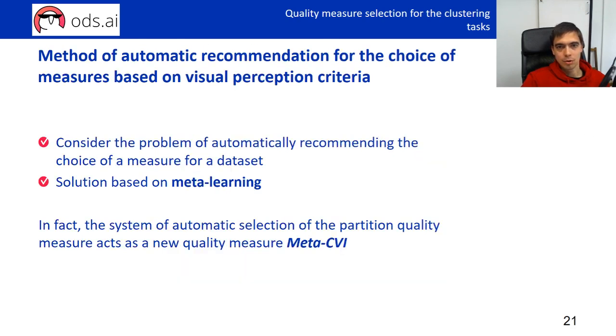Okay, so let us consider the problem of automatic recommendation of a measure for a dataset that is optimal according to the introduced criteria of visual perception. It is proposed to solve it on the basis of meta-learning. So we'll recommend the best measure using a trained meta-classifier. In fact, the system of automatic selection of the partition quality measure acts as a new quality measure. So we named it meta CVI.